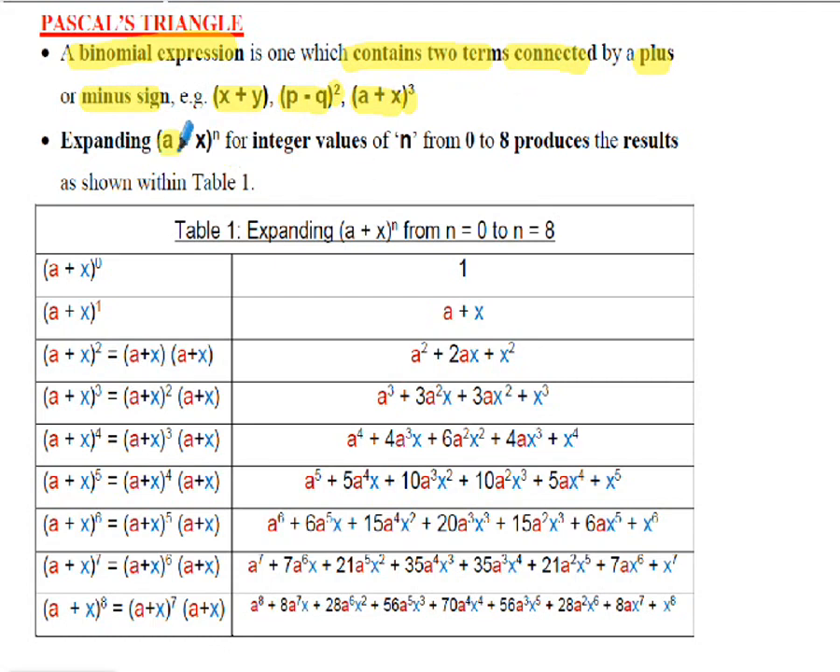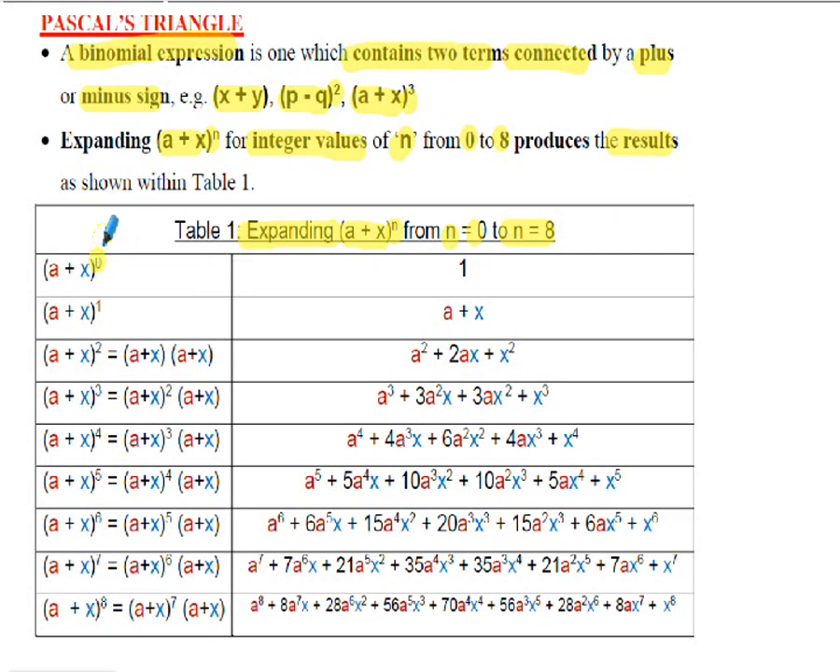If we expand a plus x to the power n for integer values, that's n values from 0 to 8 in this case, it produces the result shown in the table below. This is expanding the binomial bracket a plus x to the power n when n is 0 through to n is equal to 8.